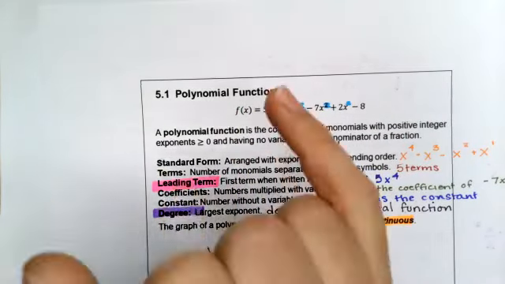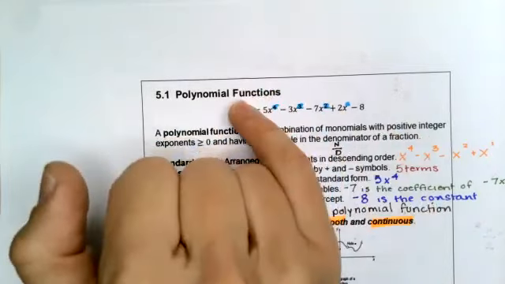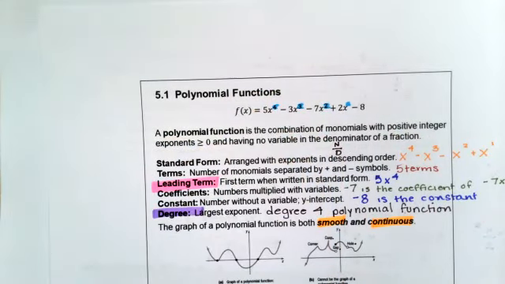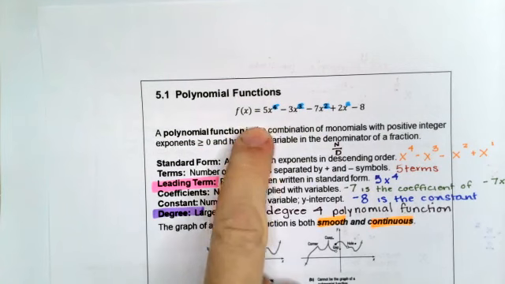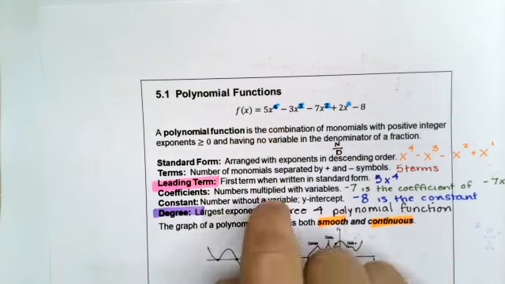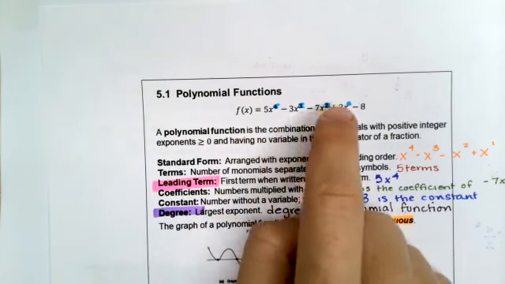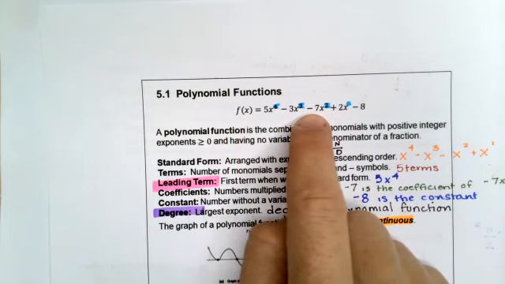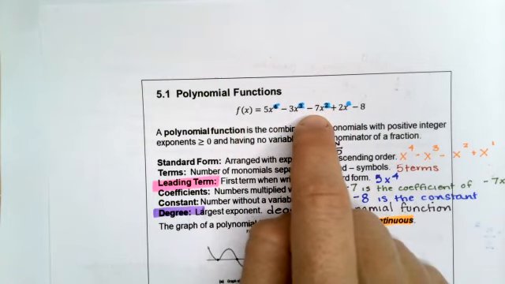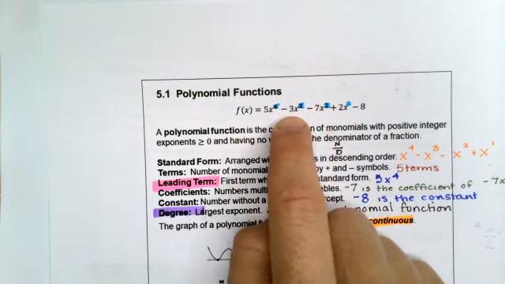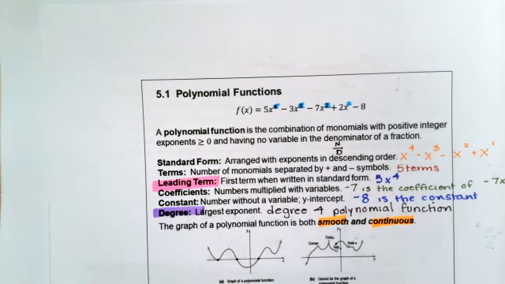Your leading term, when you put it in standard form, is the one with the biggest exponent. That's always going to be in the front. This leading term is 5x squared. Your coefficients are the numbers that are in front of the letters. So the coefficient of negative 7x squared is negative 7. The coefficient of negative 3x to the third is negative 3, right?